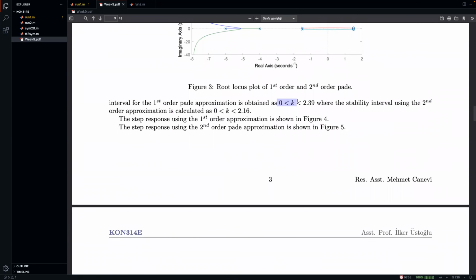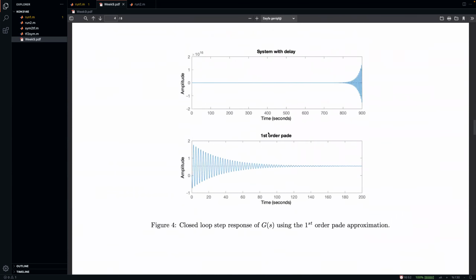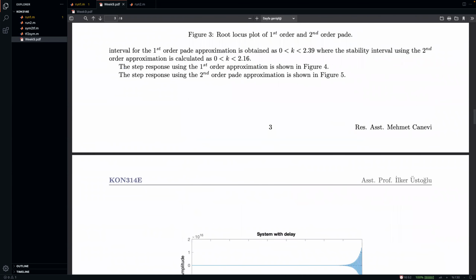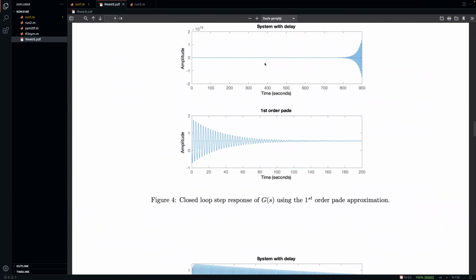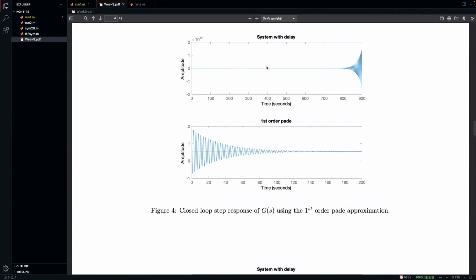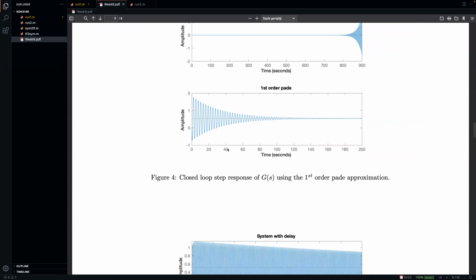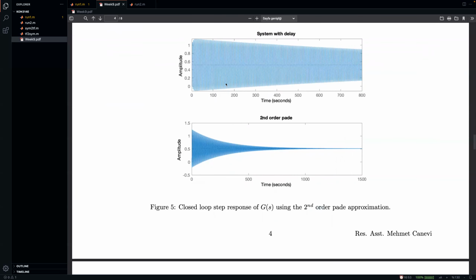You can see the interval shrinks when the approximation order goes up. And we've seen it's even smaller than that. It should be 1, 5, 3, etc. And when you apply the interval obtained by the first order approximation to the system, you can see the actual system is not stable in that interval, whereas the Padé approximation, of course, is. This goes on with the second order approximation, but of course, 2.16 is a good enough value.